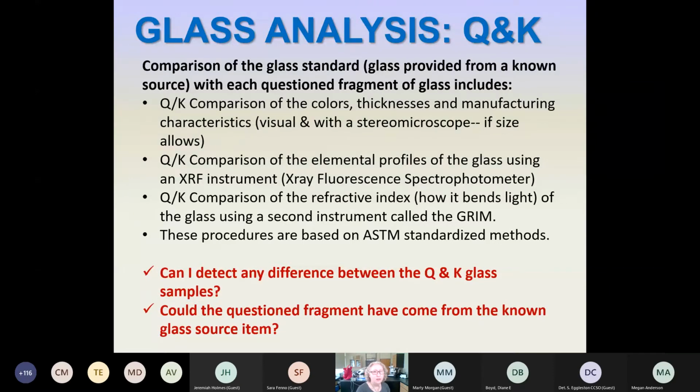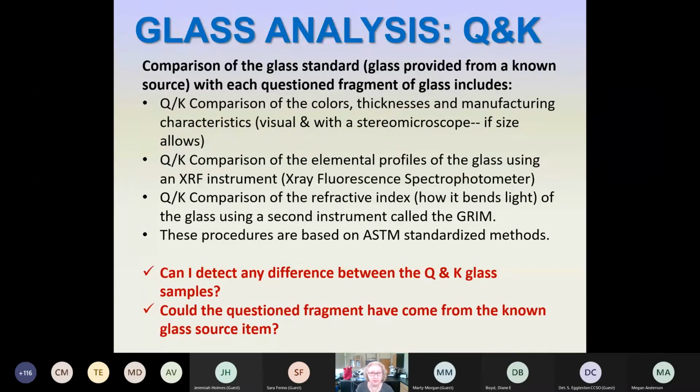Our next step involves our first instrument, which is the X-ray fluorescence spectrophotometer, the XRF for short. With this instrument, which is also used in paint analysis, we are able to measure the elements that the glass is made up of. So we get a profile of the elemental characteristics of the glass sample. Again, if we do our Q to K comparison and they are clearly different, we are finished. We are done. The glass Q sample could not have come from the K standard.